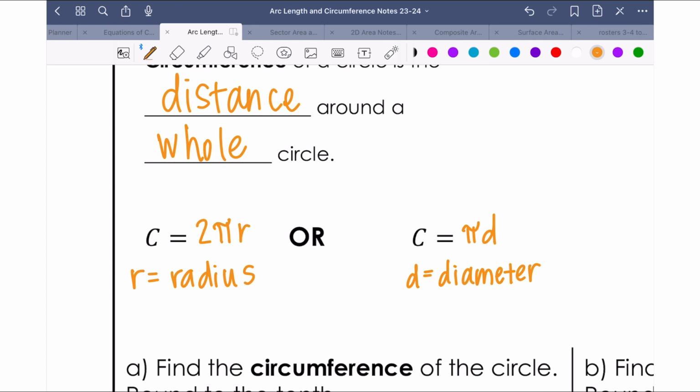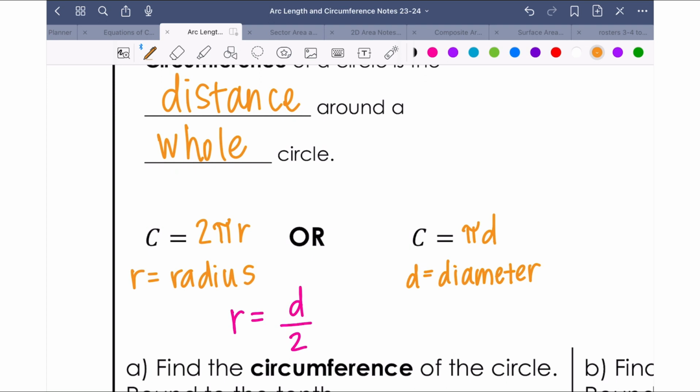Now, one thing to remember is that if they ask you for the radius and you have the diameter, remember that the radius is how much of the diameter? It is half of the diameter. So you would divide the diameter by 2. All right, and let's just get started. It's just formulas and plugging stuff in.